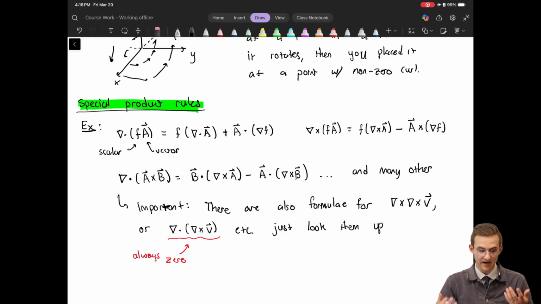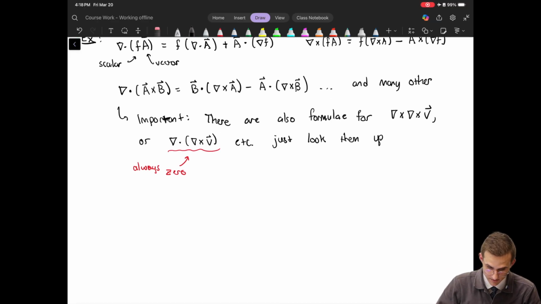And if you wanted to derive them, you can actually construct all of these product rules by treating del, or the gradient operator, as a vector. If you do all these vector products properly, treating del as a vector, then you can recover all of these things.